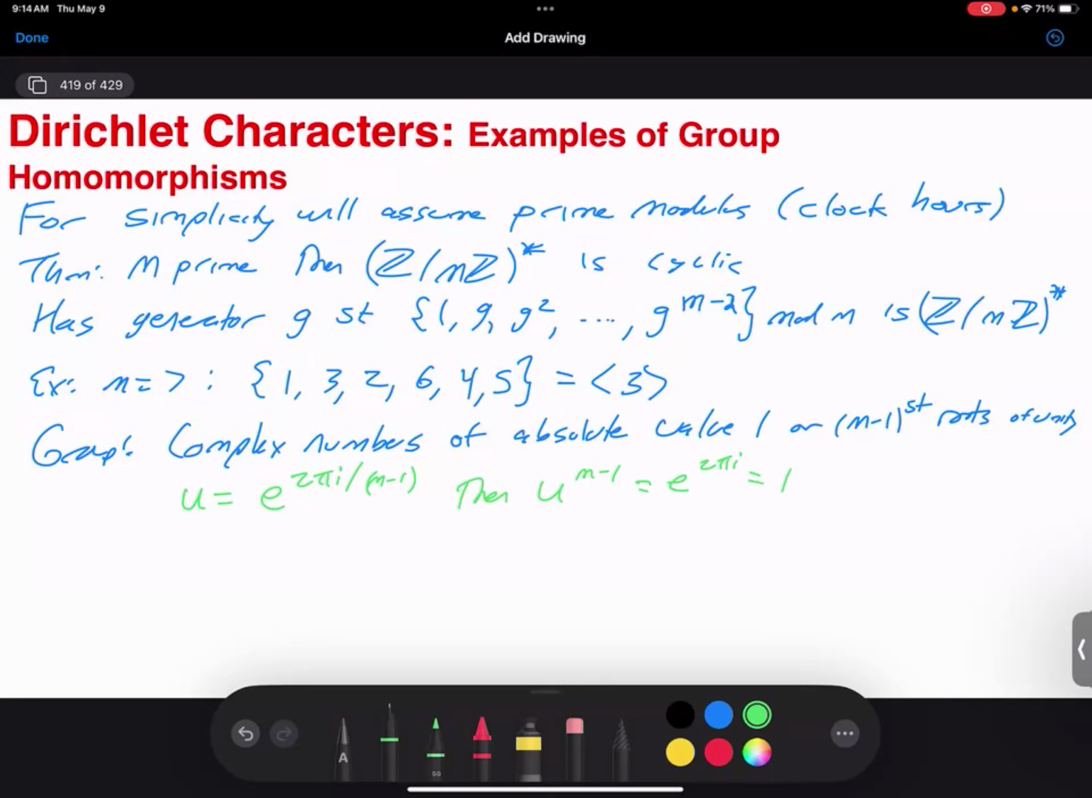Is everybody comfortable with e to the 2 pi I is 1? What if I looked at U squared? That'd be e to the 2 pi I times 2 over M minus 1. Then what would U squared to the M minus 1 equal? Also 1, right? I can just switch the M minus 1 and the 2, if I wanted to. This would also equal 1. Similarly, U cubed to the M minus 1 would equal 1, and so on.